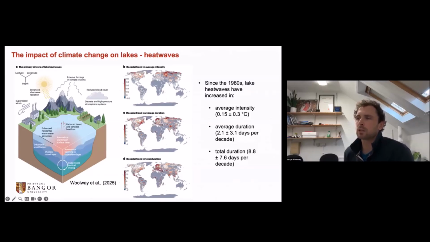What you can see in each of these three figures is the dominance of the red color, which in each example represents an increase in trend. So the rate of change is increasing. Some of the summary statistics are that since the 1980s, lake heat waves have increased in average intensity by about 0.15 degrees over that short time period. The average duration has increased by about 2.1 days per decade, and the total duration by about 7 days per decade. So globally, each of these metrics have increased since the 1980s till the near present.